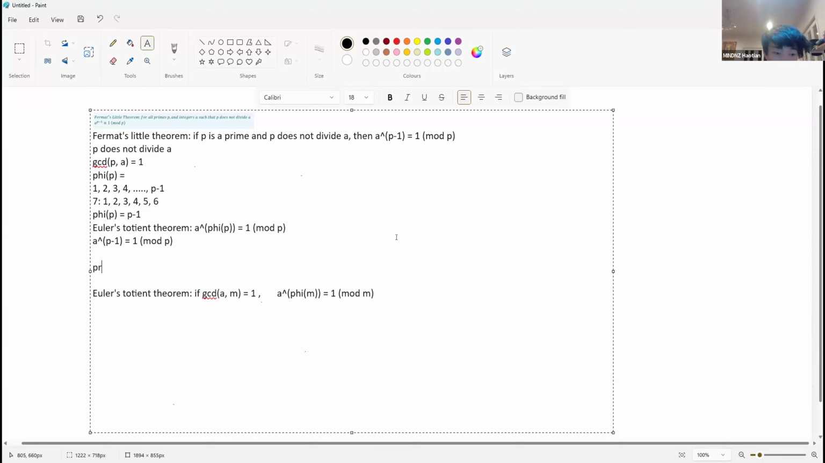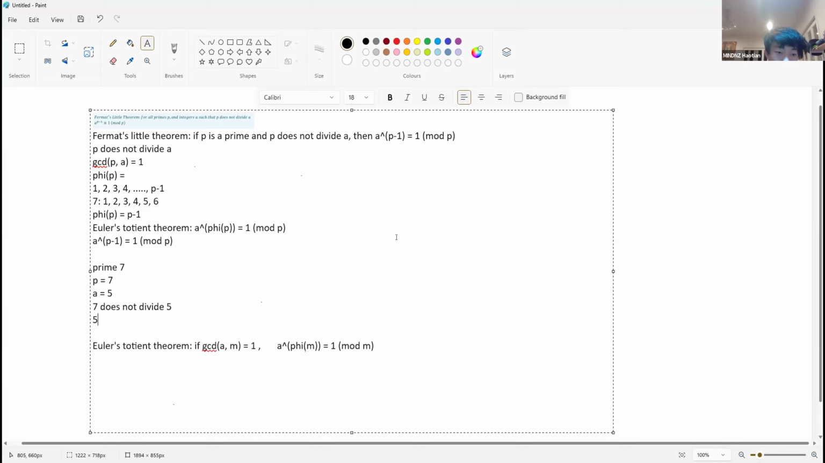So for example, we have a prime 7, p equals 7, and let's say a is equal to 5. 7 does not divide 5. So 5 to the 7 minus 1 is congruent to 1 mod 7. And what was it? 5 to the 6 is equal to 15625. Oh wait, this was the example I did. Okay, yeah, but that's true. 5 to the 6 is congruent to 1 mod 7.